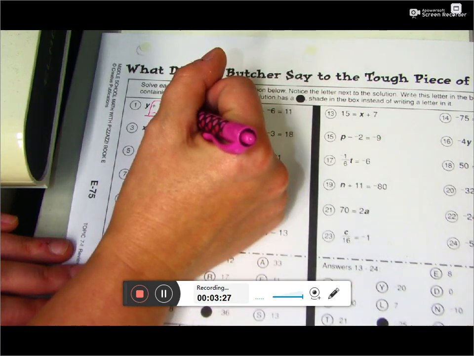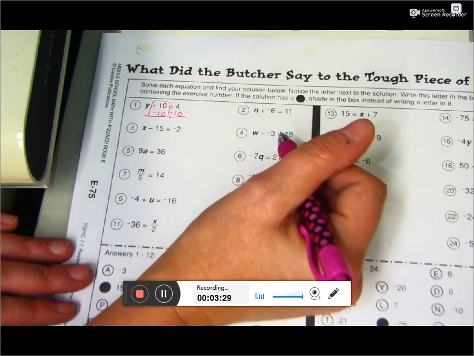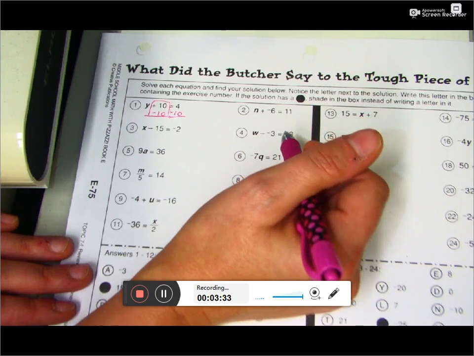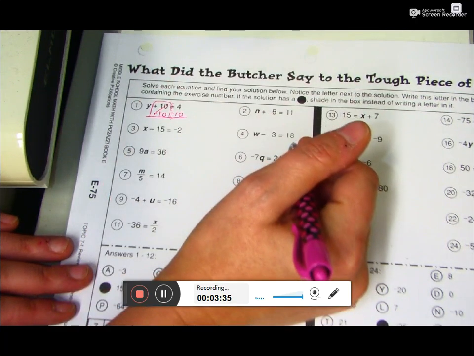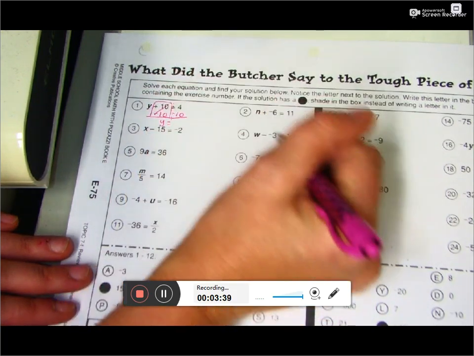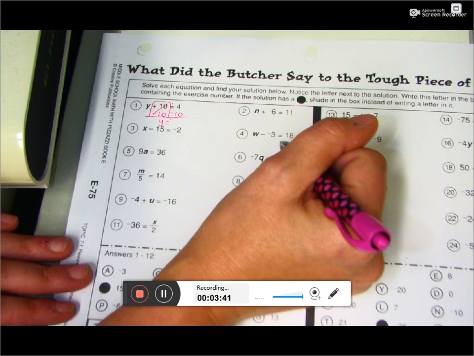Okay, so a positive 10 and a negative 10. Those are additive inverses, right? Those opposites that we talked about way back in September. So those are going to zero out, and I'm left with y on the left-hand side of our equation.